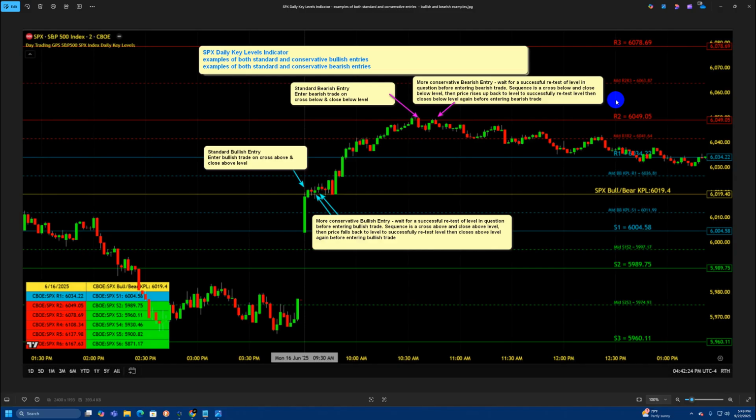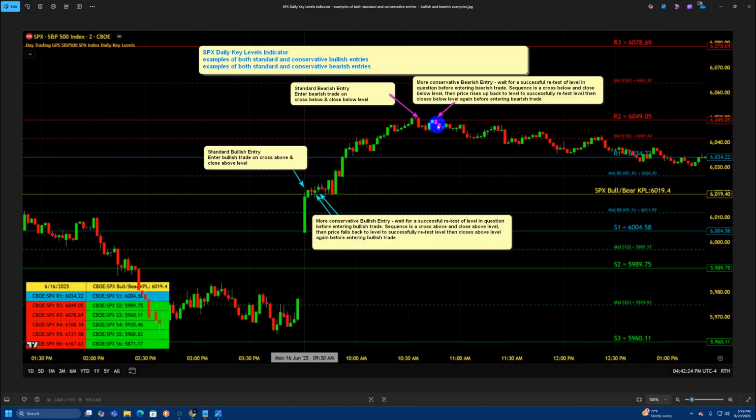Now, looking at the more conservative bearish entry, it's just like the bullish one that we did, except in reverse. We're waiting for a successful retest of this level before entering the bearish trade. So in this sequence, it's basically the reverse of this sequence down here for the bullish entry. We have a cross below, close below candle. Then price rises back up to test the level in question and then closes below that level again. That's a successful retest of the level.